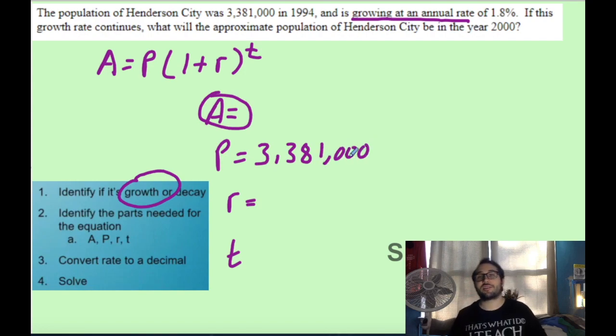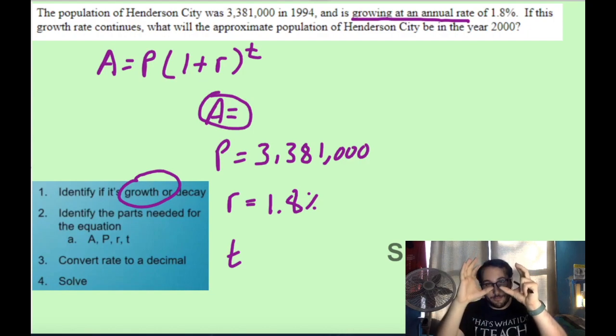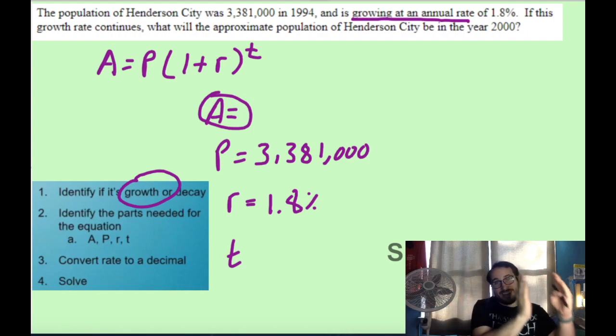Now, we have to figure out the rate. The rate is 1.8%. However, when we substitute numbers into the equation, you can't use percent. You have to convert it to a decimal. So going from a percent to a decimal, you move your decimal place over to the left 2 spaces.